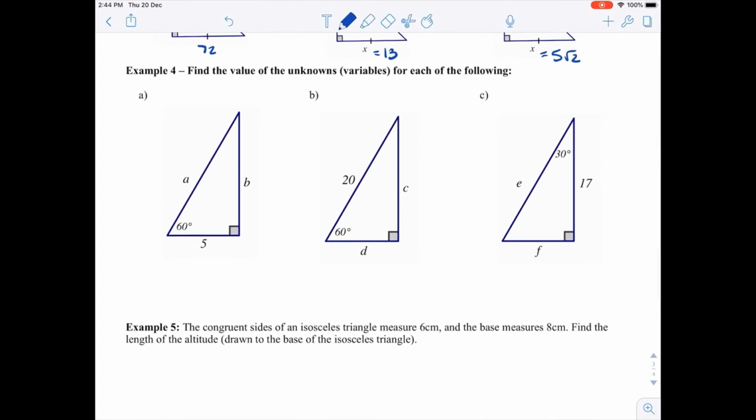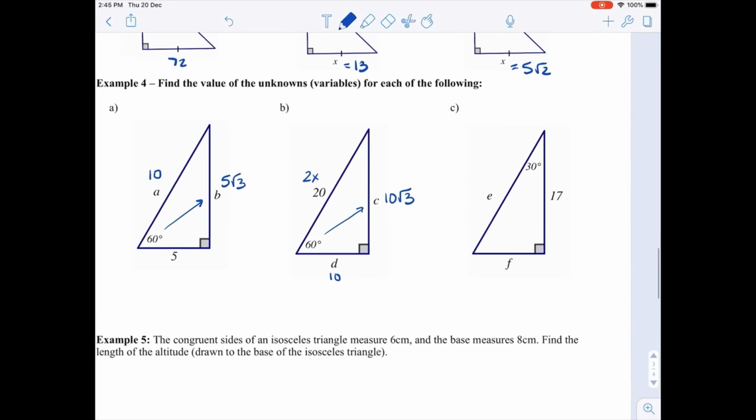Now let's look at the 30, 60, 90. In this 30, 60, 90 in A, we've got the side opposite the 30 is 5. So that means our hypotenuse is going to be 2 times 5, which is 10. And the side opposite the 60 will be 5 times radical 3. All right. For B, this time they give us the hypotenuse. Now that's our 2x side. So if 2x is 20, then x must be 10. So the side opposite the 30 is 10, making the side opposite the 60 10 radical 3.